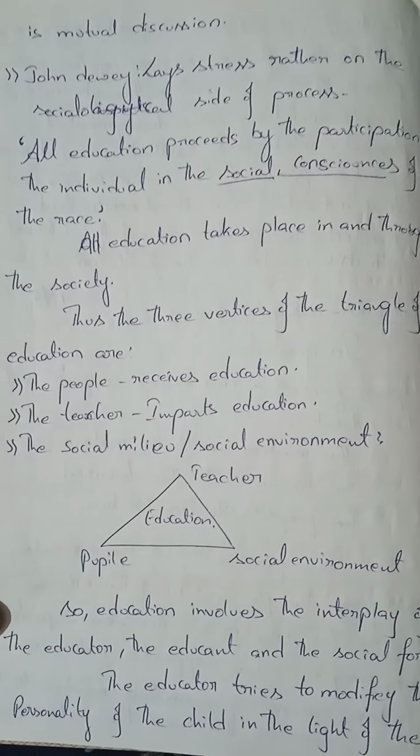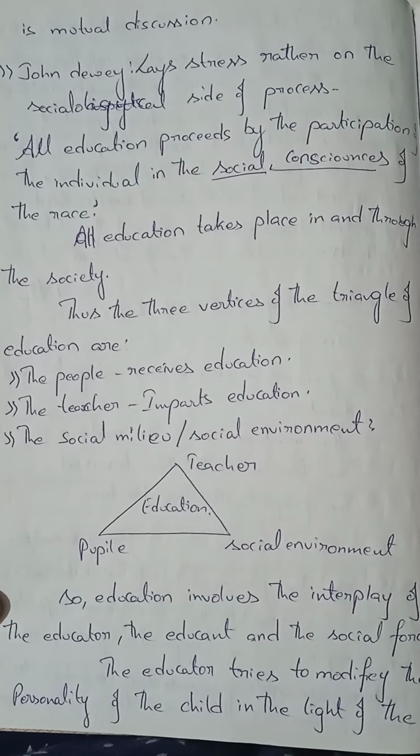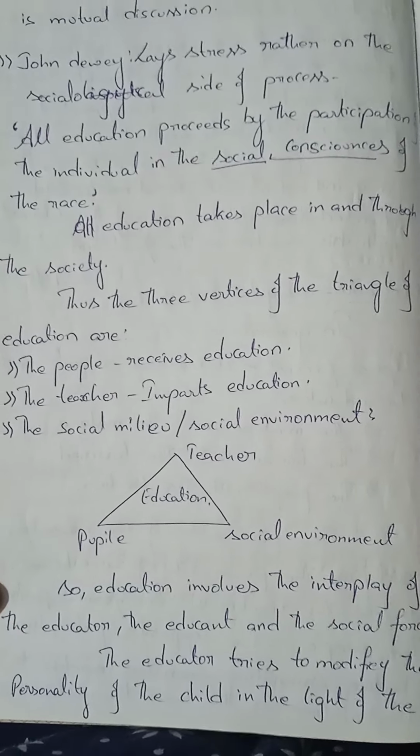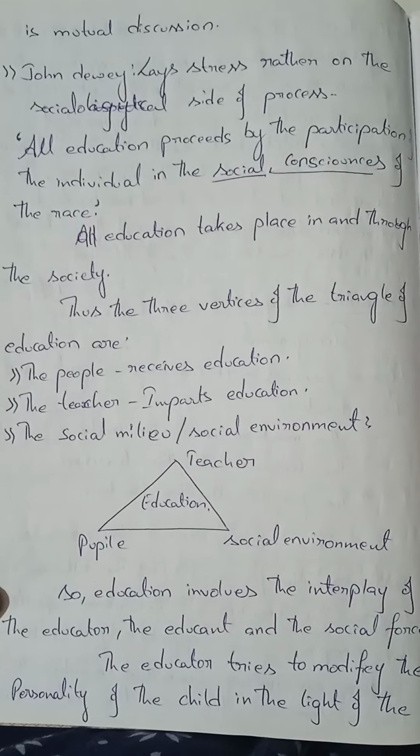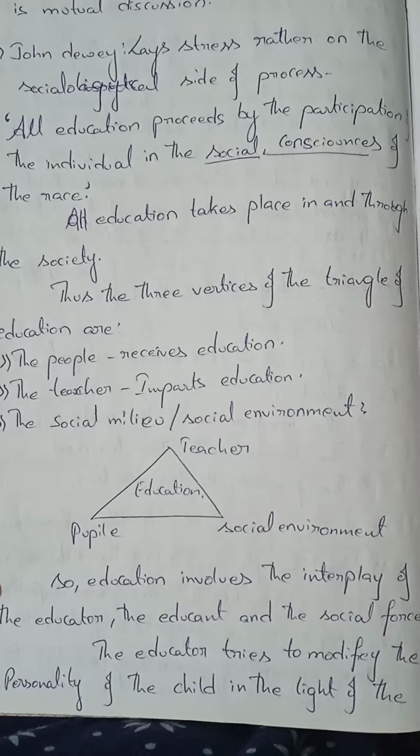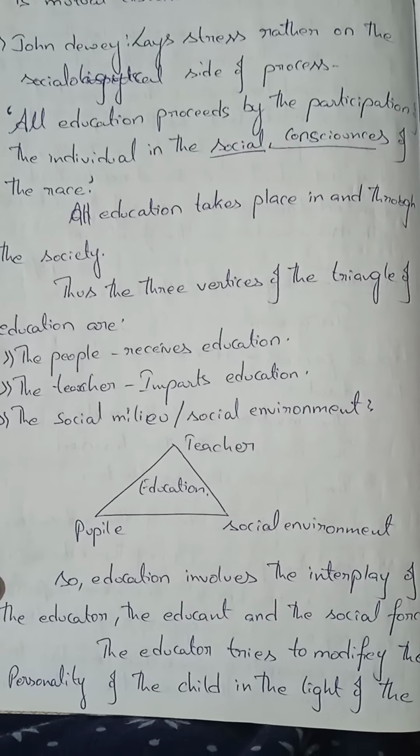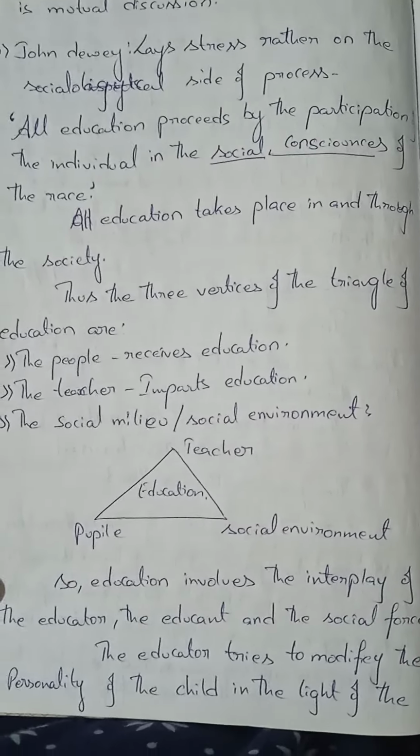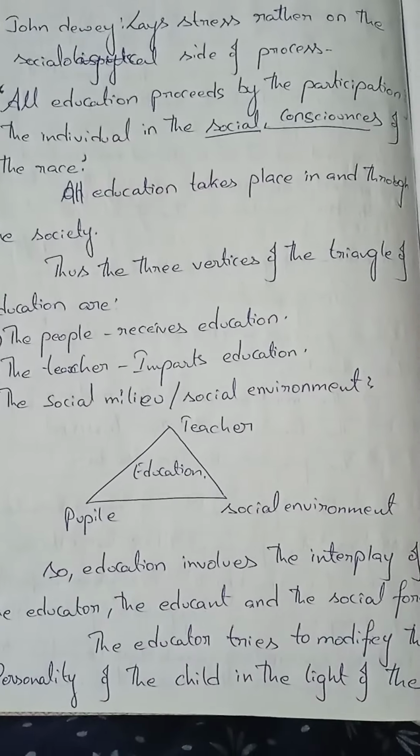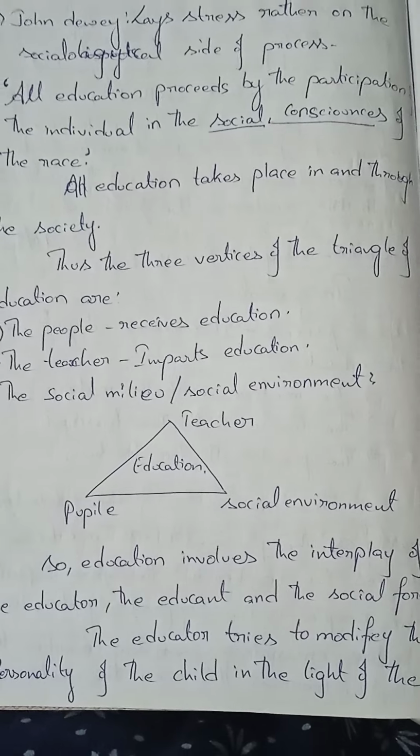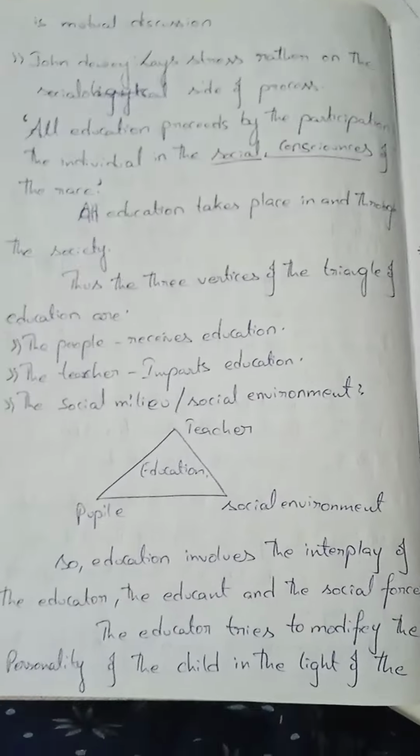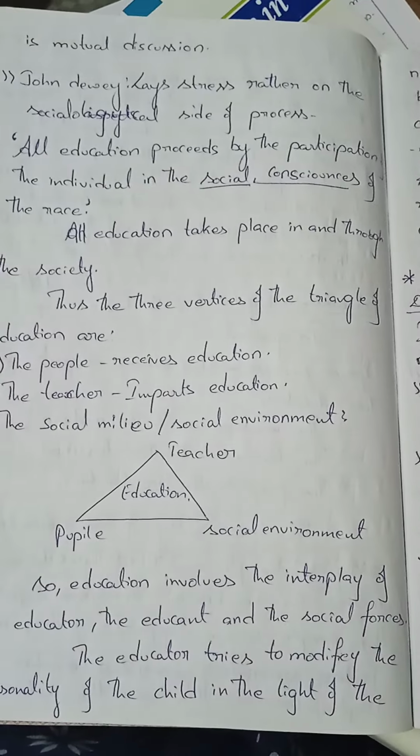According to John Dewey, we lay stress rather on the sociological side of the process. All education proceeds by the participation of the individual in the social consciousness of the race. All education takes place in and through the society. Thus, the three vertices of the triangle of education are the pupil, the teacher, and the social environment. Here we can see in diagram form, education means teacher, pupil and social environment. So education involves the interplay of the educator to educate and the social forces.